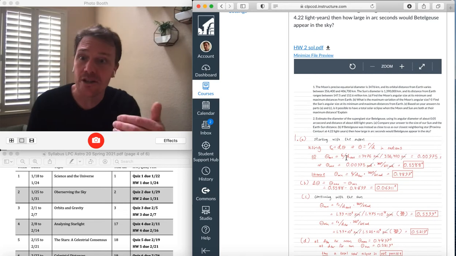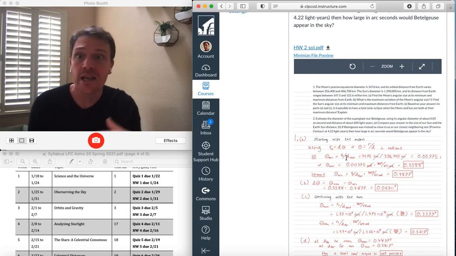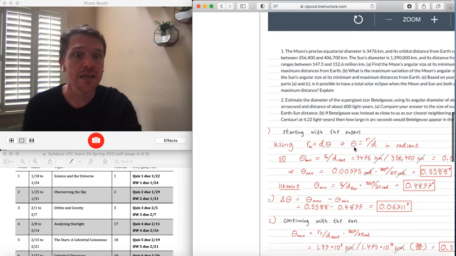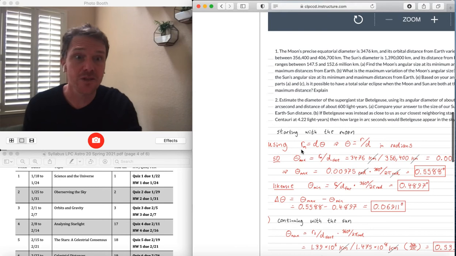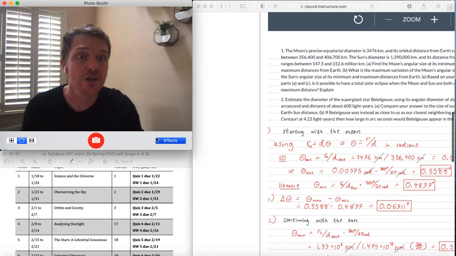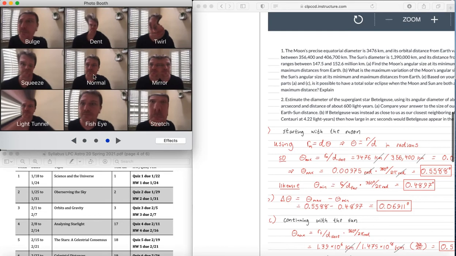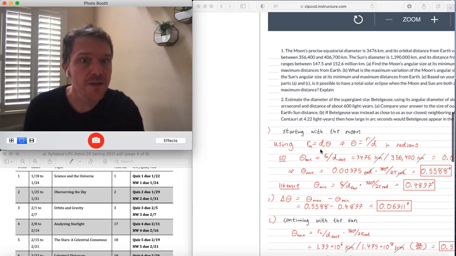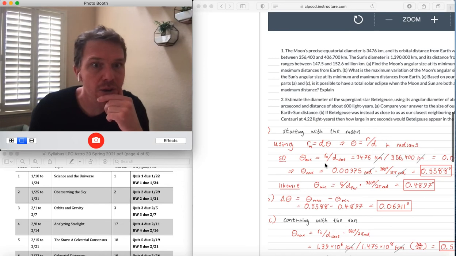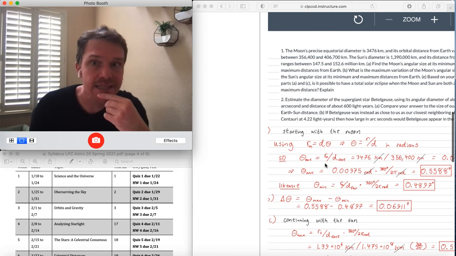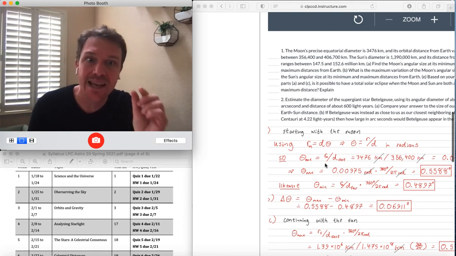Homework 2 was all about angular size, because that was the quantitative, the math part of chapter 2: calculating angular size based on this formula here, which was R equals d theta. R is the radius. Obviously theta is the angular size of an object in radians, d is the distance to the object, and R is the size of the object.